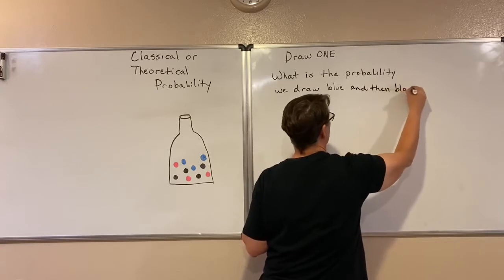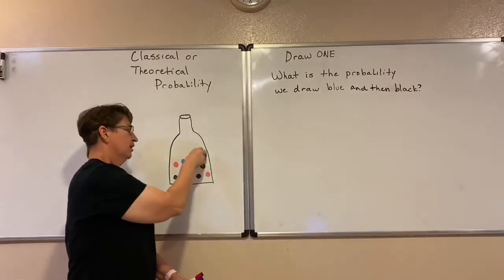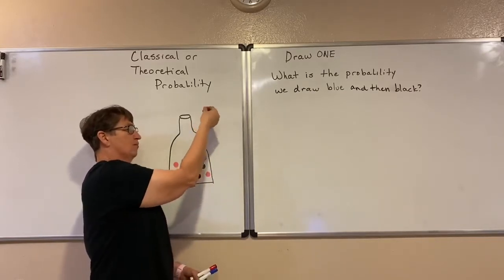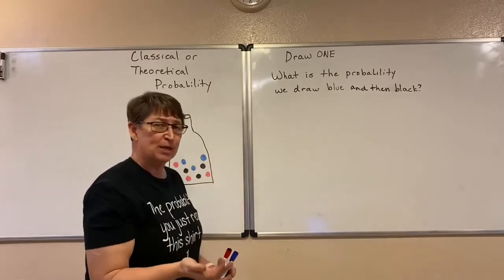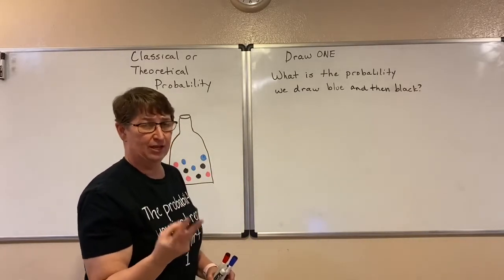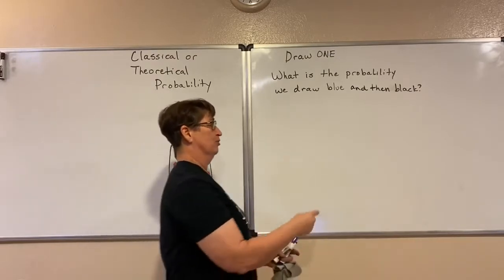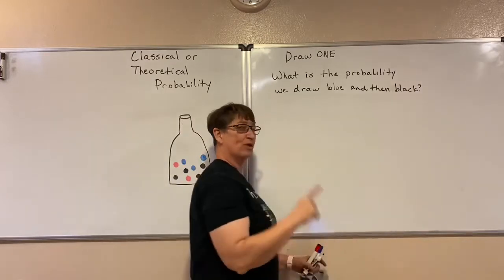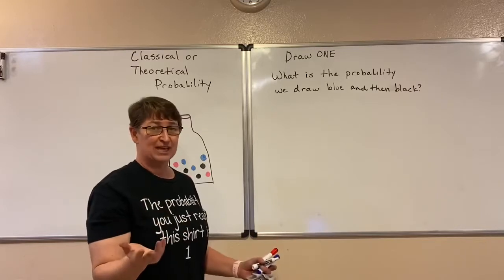So I want to know that probability. Now I'm going to draw one ball out. If I'm going to draw a blue and then a black, I would have to draw a blue and then a black. But how many balls would I end up with then? I would have 2, not 1. So it's not possible for me to get a blue and then a black with just one draw. I just can't do that.